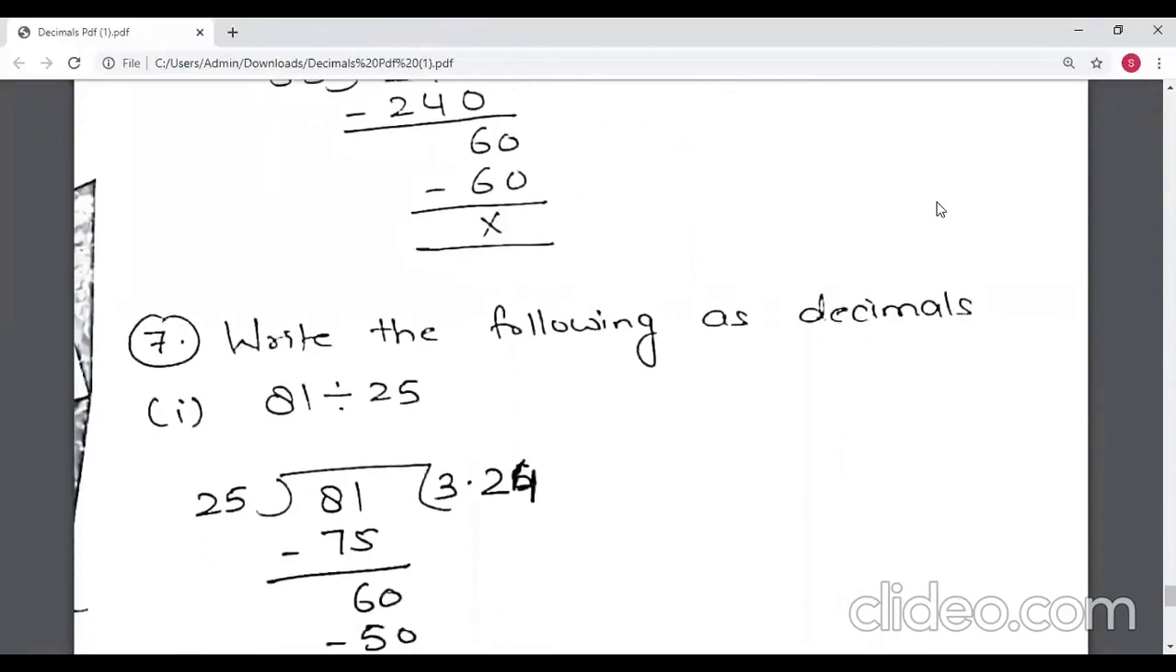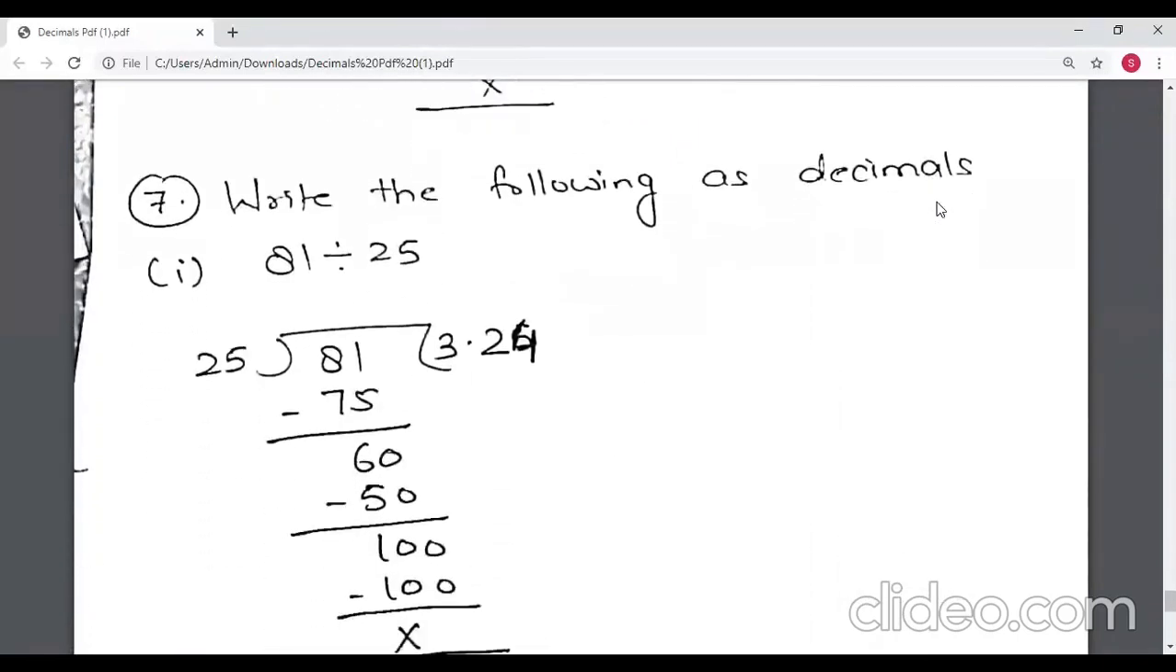Question number 7. Write the following as decimals. First part says 81 divided by 25. 81 when we have to divide by 25 will be going 3 times. 25 3s are 75. Subtract the numbers, you'll get 6. Put the decimal. Put one more 0 over there. Get the number as 60.